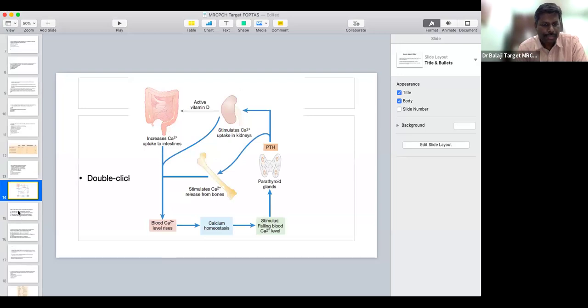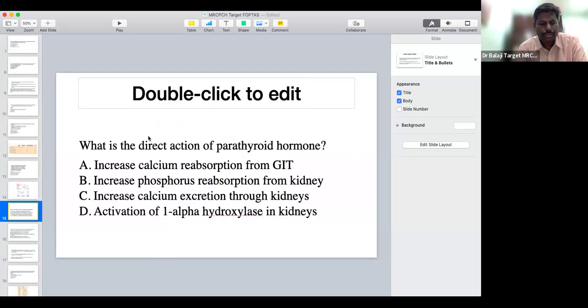Okay, you use the same principles for this, so you will answer. This is a question for the TAS. What is the direct action of the parathyroid hormone? Now we discuss, so now you can understand. Remember that it doesn't have a direct action on the gut. Parathyroid hormone doesn't have a direct action on the gut. It is the vitamin D which is formed that is going to act on the gut.